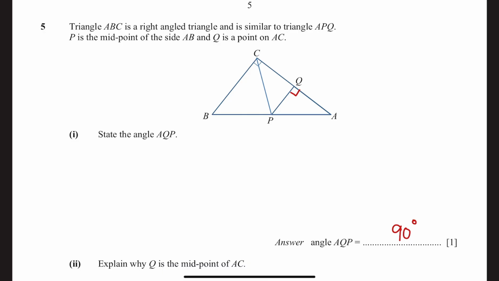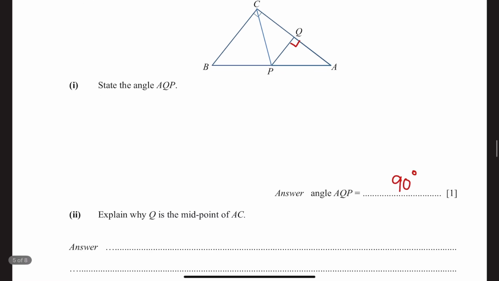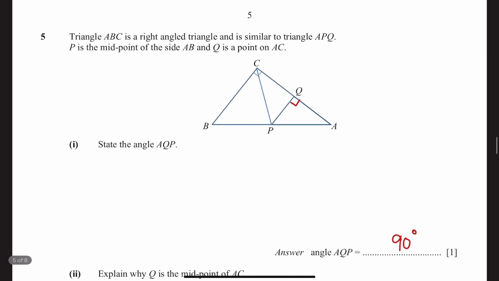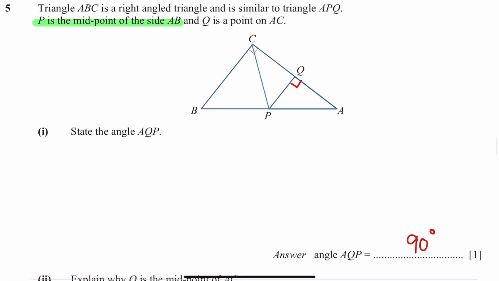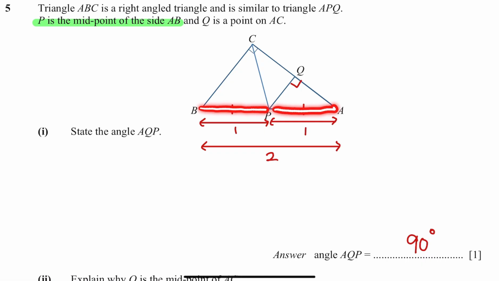Then the next part. Explain why Q is the midpoint of AC. So over here, you have to make use of the similar triangle concept. The question here says that P is the midpoint of AB. So if P is the midpoint of AB, in terms of ratio, if this AP here is 1 unit, BP here is also 1 unit in terms of the ratio of the sides, which means that the length of AB here in terms of units will be 2 units. Because P is the midpoint of the side AB, which means that these two lengths here are equal, correct?